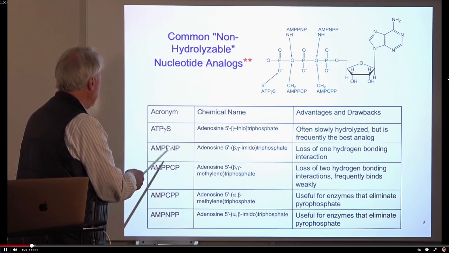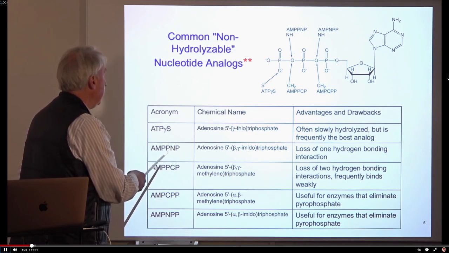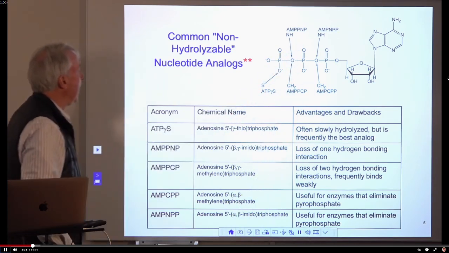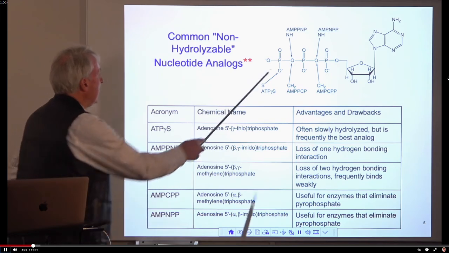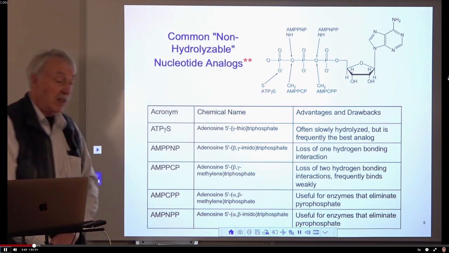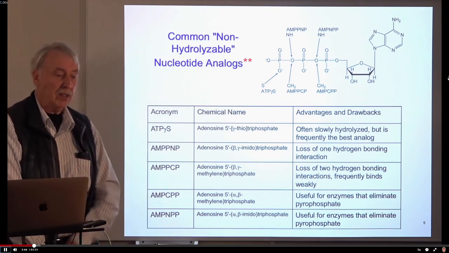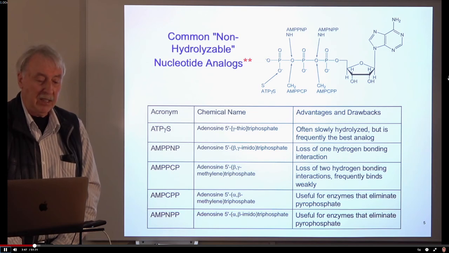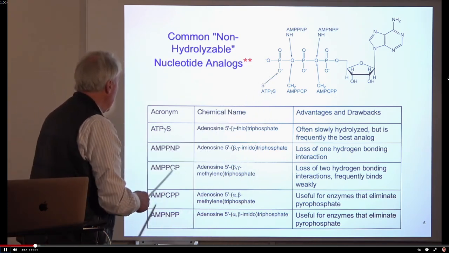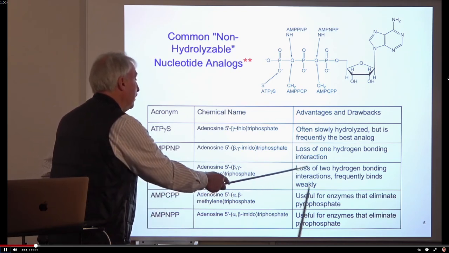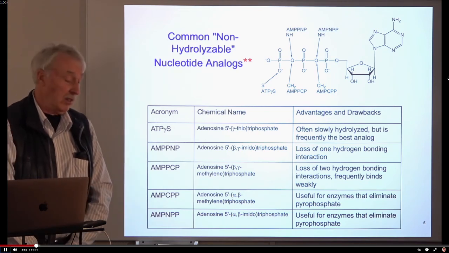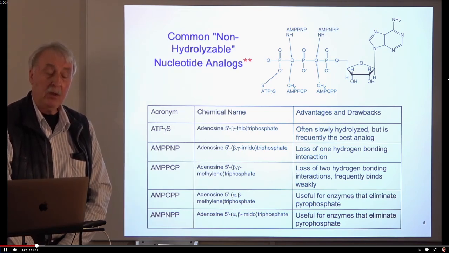The one that is probably the most commonly used is AMP-PNP. You have the replacement of an oxygen with an NH group, and in this case, you can expect to lose one hydrogen bonding interaction. As a consequence, typically AMP-PNP does not bind as tightly to the enzyme as ATP. Of course, with AMP-PCP, you replace the bridging oxygen with a methylene group, and this results in the loss of two hydrogen bonding interactions, and frequently it binds very weakly. So you don't see AMP-PCP used all that often.